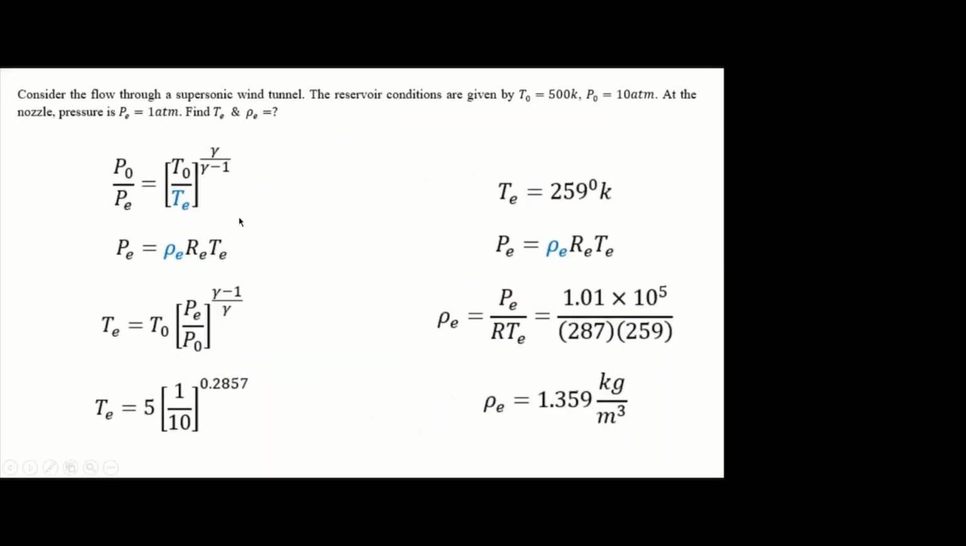Here we used the last method only. First we used the stagnation relation between pressure and temperature. P naught, P are given and T naught is given. We found TE. Then we went for the ideal gas law. P is known, T is known. We found rho E. From this we found TE, which is 259 Kelvin. Then from the ideal gas law we found the density, 1.359 kg per meter cube. Clear?